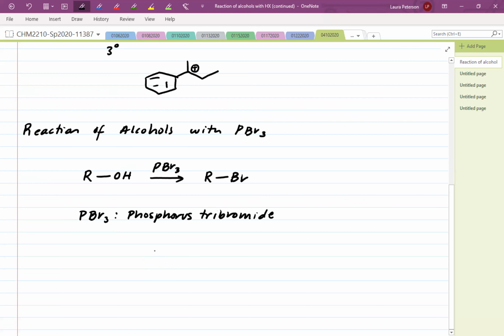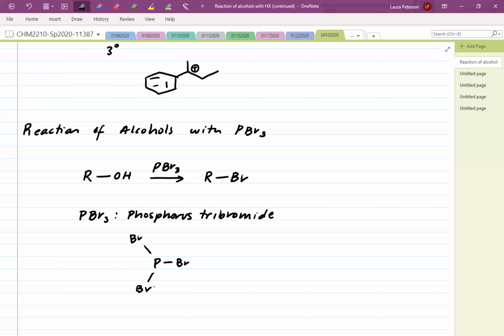And then its structure is phosphorus with 3 bromines attached to it. Nothing too special there. As phosphorus is in the 3rd row in the periodic table, we're going to see that it can accommodate more electrons. And so we'll go ahead and think of that as an electrophile. We'll see that in the first step of the mechanism.